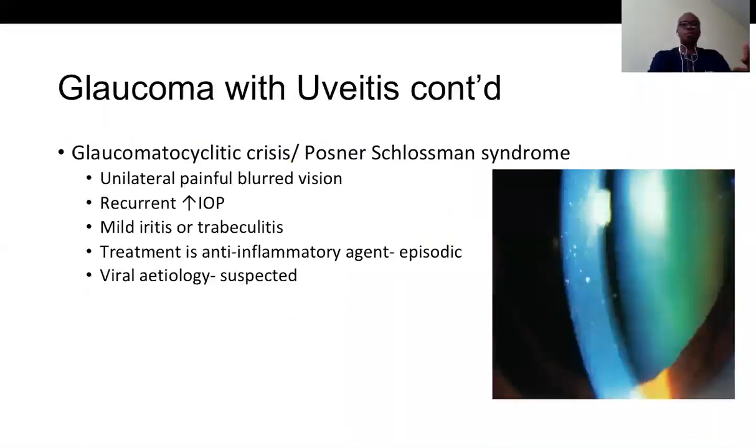Another member of this group is the glaucomatocyclitic crisis or Posner-Schlossman syndrome, which tends to occur in young patients and usually presents as unilateral, painful blurring of vision. It's usually recurrent. And even though unilateral, it may affect both eyes alternately. The symptoms are usually mild compared to the pressure found on examination, because the pressure may be as high as 40 to 60 millimeters of mercury.